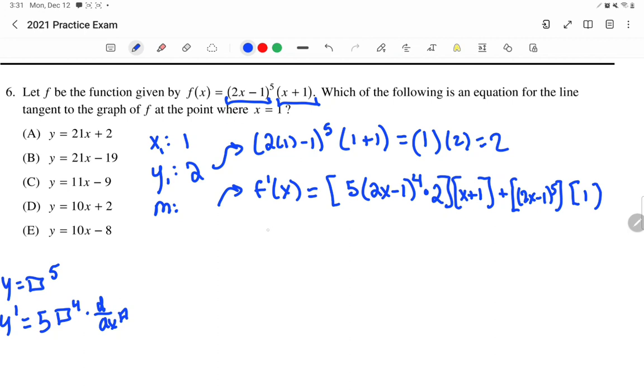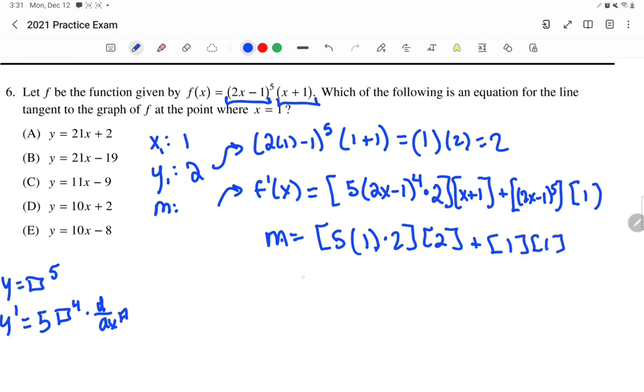So to get m, we're going to just plug in 1 to that. All right, so 5 times 1 minus 1 is 1 to the fourth is just 1, times 2, that's 10, times 1 plus 1 is 2, plus 2 minus 1 is 1 to the fifth is 1, times 1. So this is going to be 20 plus 1, so 21.